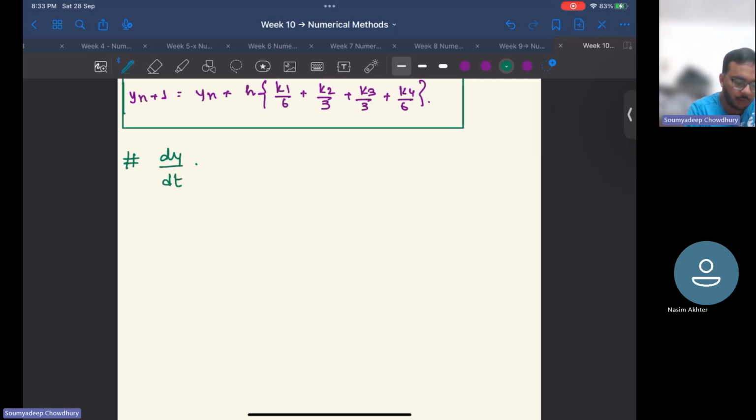What was the equation? dy/dt = 2.5, y of 0 was 0. So I'm taking h equal to 2 directly, so we'll be having only one step, right? We'll see here in one step only how much error we are able to reduce in RK4. RK4 is the most superior method.